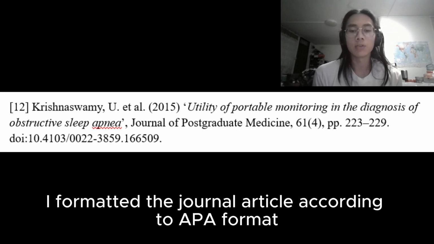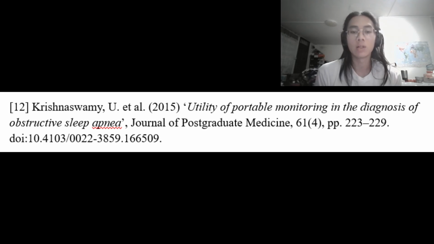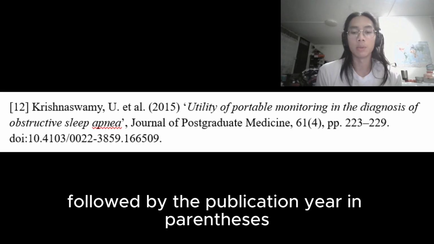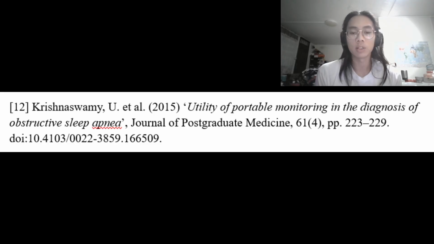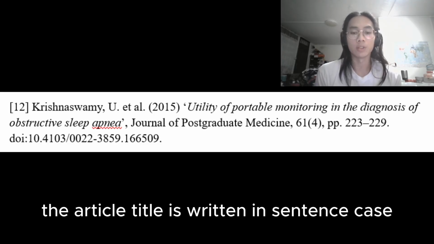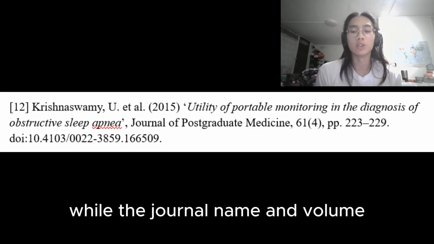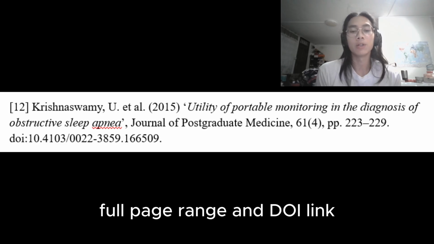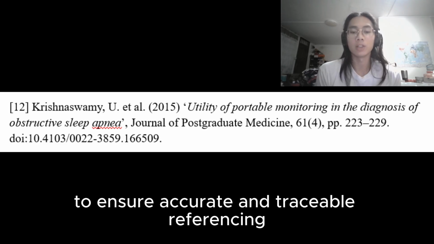For source 12, I formatted the journal article according to APA format. I listed the author names with initials, followed by the publication year in parentheses. The article title is written in sentence case, while the journal name and volume number are italicized. I included the issue number, page range, and DOI link to ensure accurate and traceable referencing.